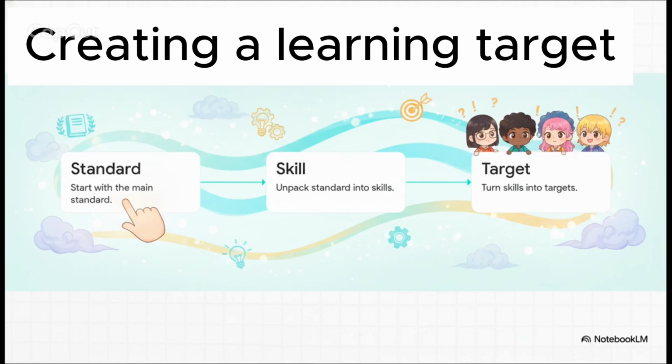Step 1, you start with the standard. Step 2, you unpack that standard into specific skills, which are typically the teacher-facing outcomes. And then step 3, you turn those exact skills into learning targets. That's the relationship: standard to skill to learning target. Boom. Don't add unnecessary steps. Don't try to reinvent the wheel. Just move directly down this line.